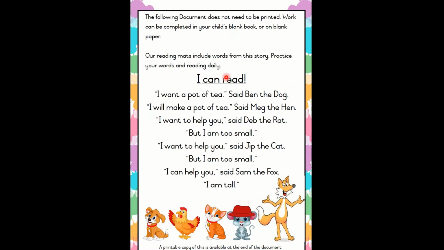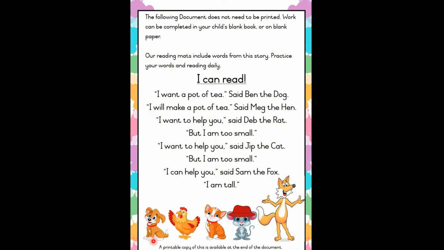So let's go. I can read. I want a pot of tea, said Ben the dog. I will make a pot of tea, said Meg the hen. I want to help you, said Deb the rat, but I am too small. I want to help you, said Jip the cat, but I am too small. I can help you, said Sam the fox. I am tall.